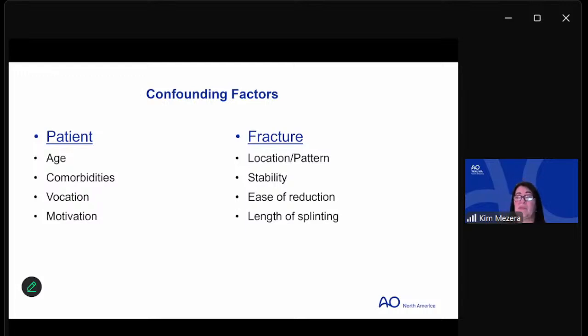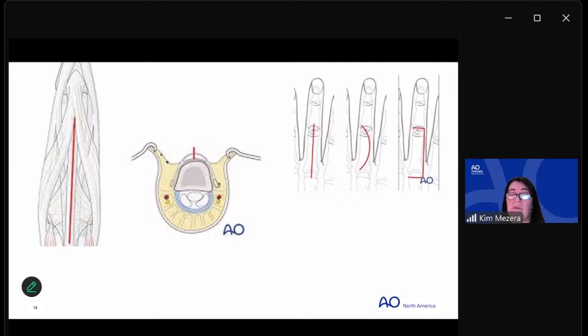And then the length of splinting. If you are unable to do the plan A fixation that you wanted to, and you end up doing K-wires, you have to hold them still just a little bit longer. That plays into your recovery.